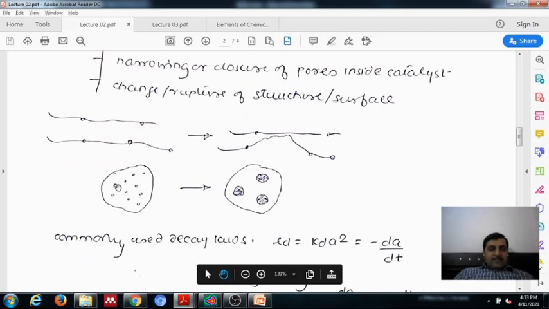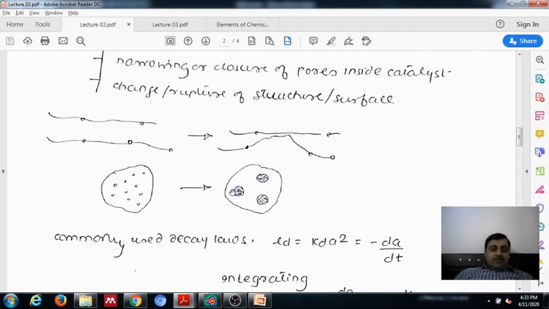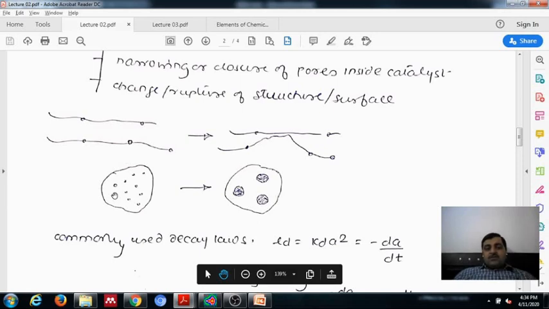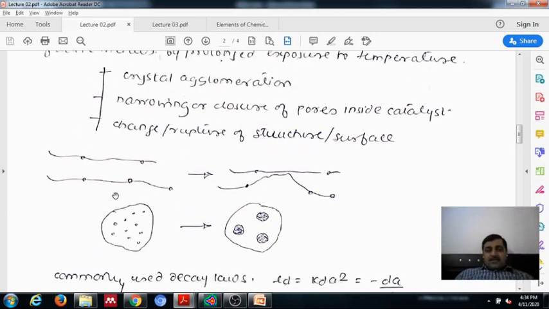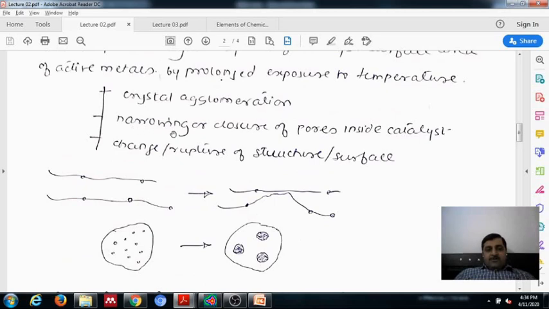Over the time they start to move through the pores and form a bigger agglomerate. Now these metal species are no more of the same size, and at the same time there is no same activity as it would have given in the smaller size. Second thing, an exposure to temperature causes narrowing or closing of the pores inside the catalyst and a rupture of the structure.